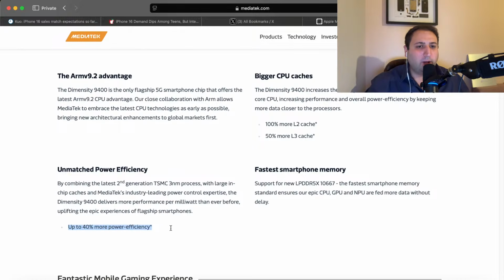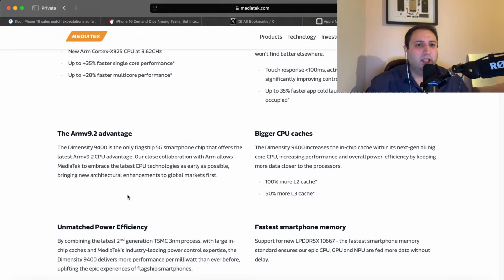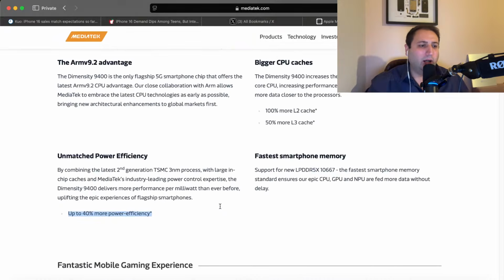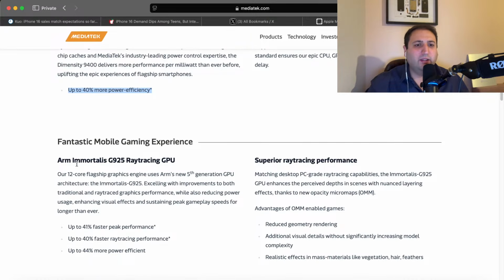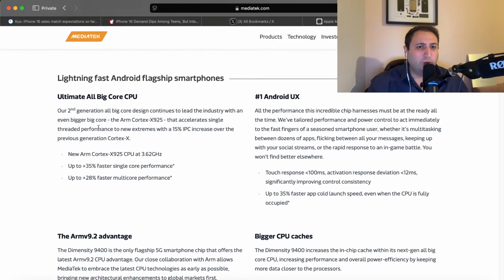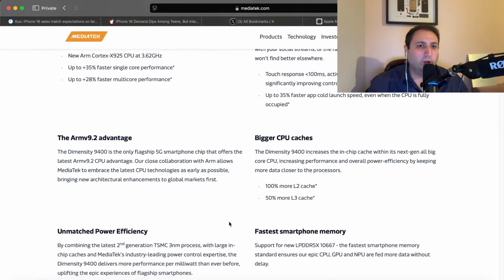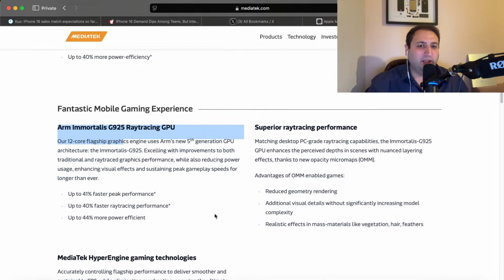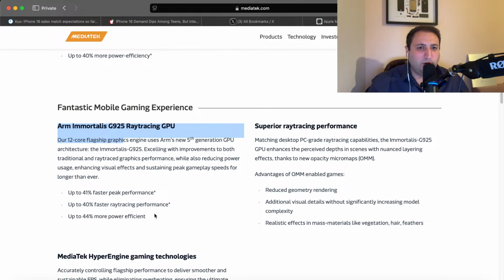Unmatched power efficiency, thanks to TSMC's 3nm node. They are talking about 40% higher power efficiency. That does not seem to apply to the CPU, at least not according to the test by Geekerwan. I mean, they do talk about it in regards to the CPU, but that's really not the results we are seeing. The GPU does seem noticeably different.